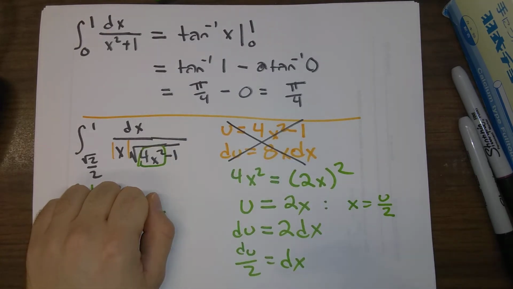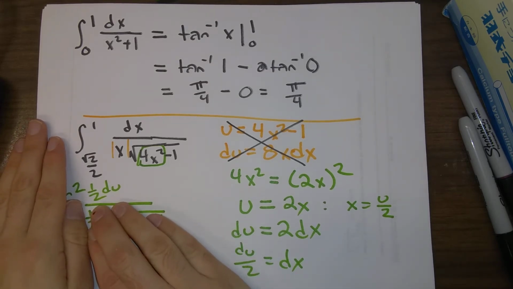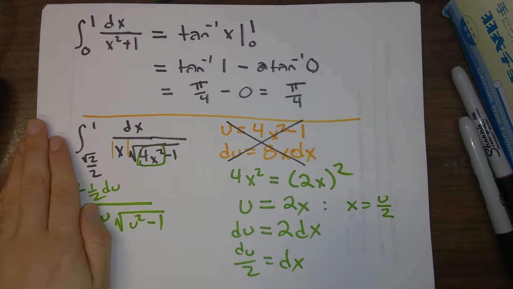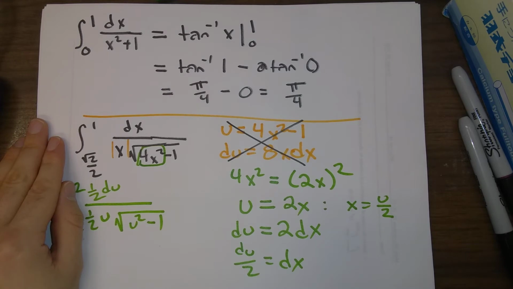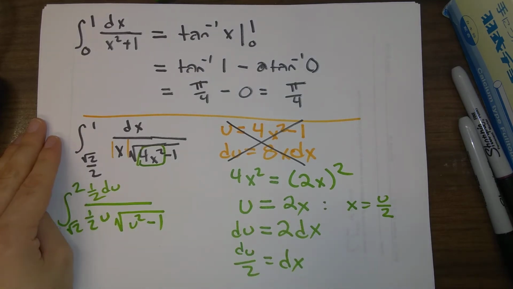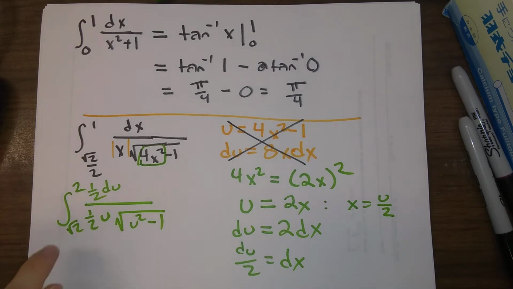So dx becomes du over 2. And then the square root of 4x squared minus 1 just becomes the square root of u squared minus 1. The x in the denominator becomes u over 2. And then when we replace the bounds, when x is 1, u is 2 times 1, which is 2. When x is root 2 over 2, u is 2 times root 2 over 2, which is just root 2. So this is how we set up our integral. This is how we convert everything.